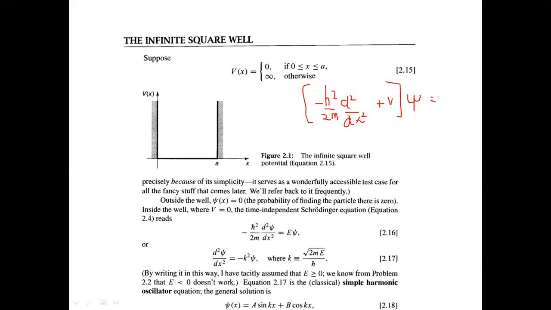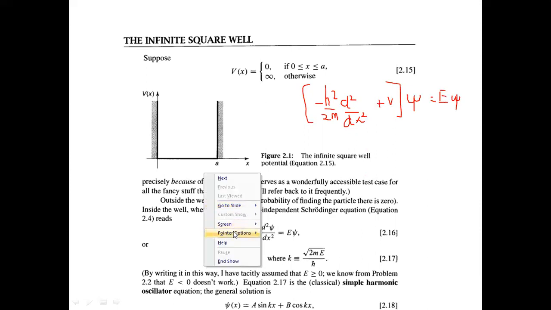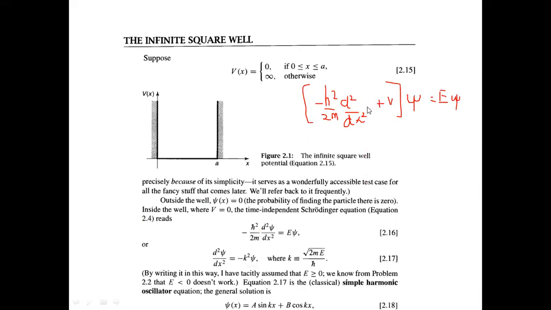Now we are going to take first the region inside. Inside the region 0 to A, the potential is 0. So the Schrodinger equation reduces to this expression here. Then we can rewrite the Schrodinger equation in this way, where k is defined to be this quantity.